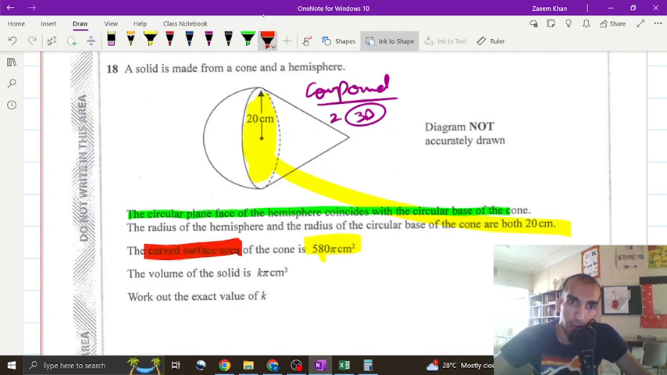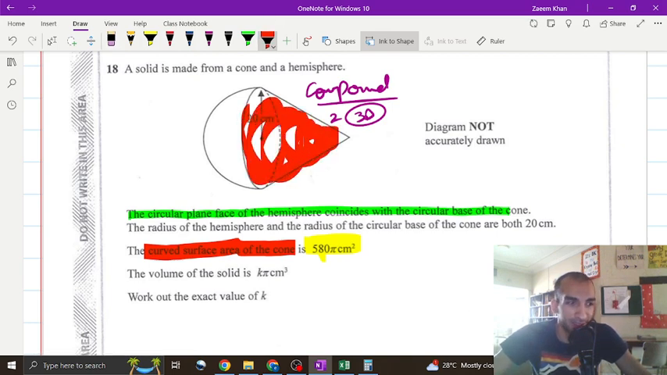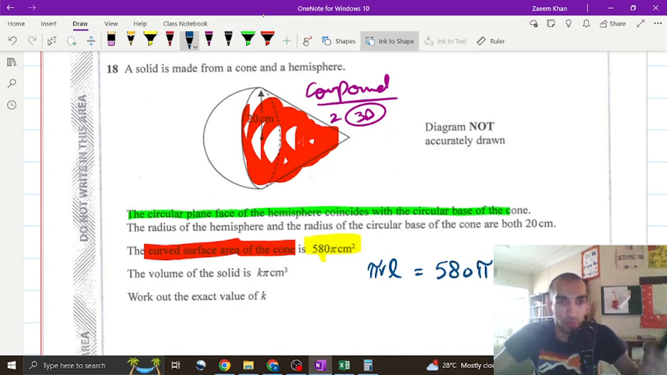When they say curved surface area of a cone, which part are they referring to? I get it. This is the part they're referring to, right? See, this is how the camera helps. So that's the curved surface area of the cone. The formula for curved surface area is pi r l, and we got the value that's 580 pi. Is essentially means is equal to.